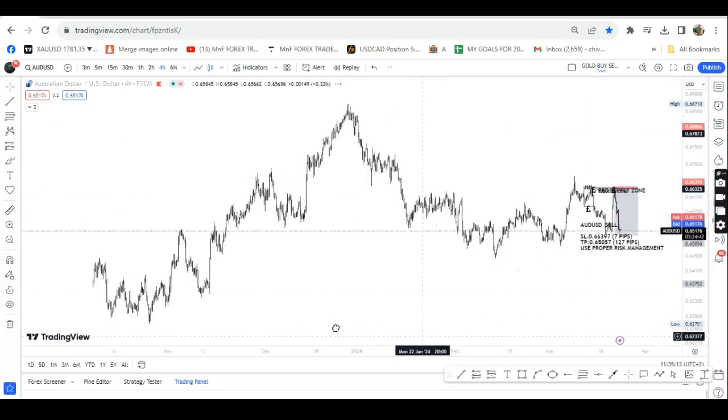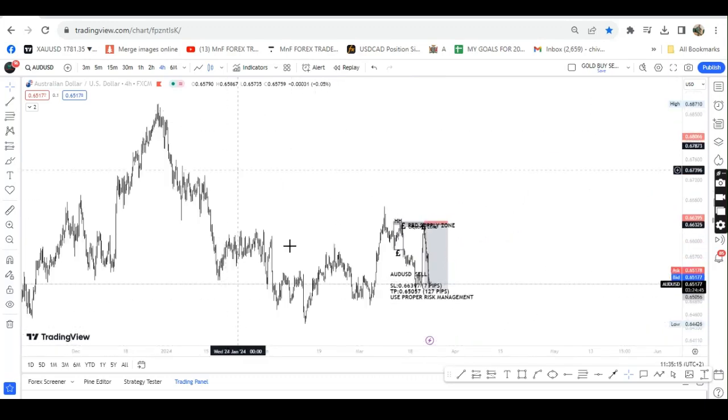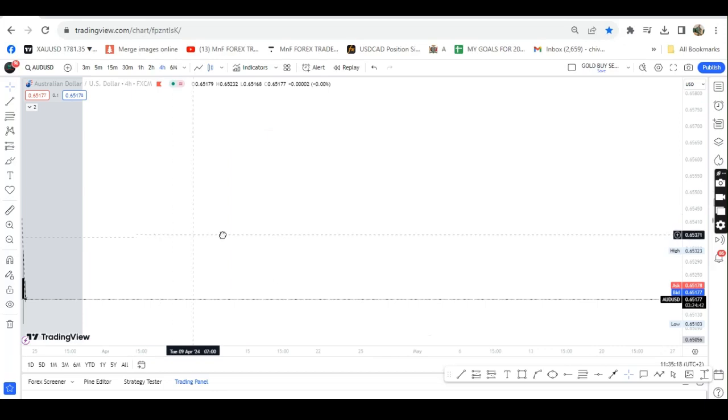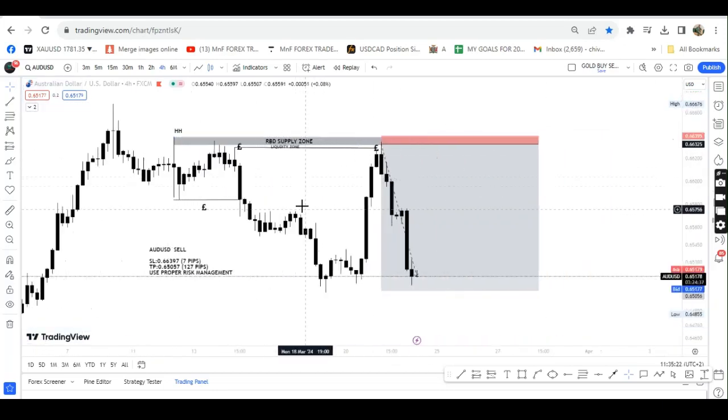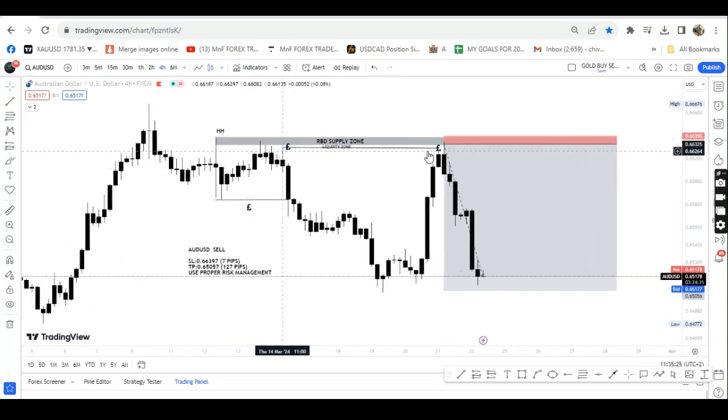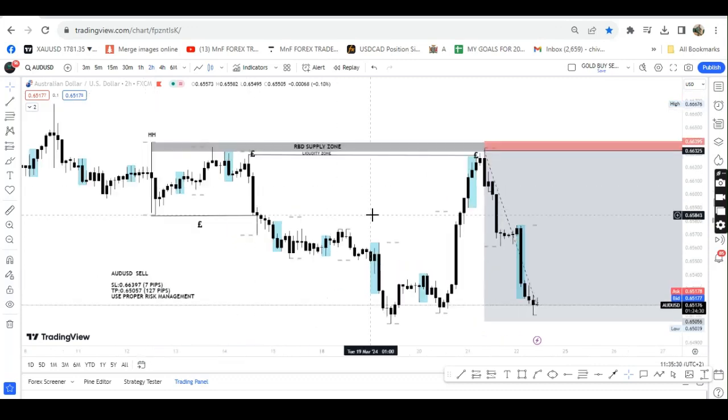You can see that the market was pushing to the downside, okay, right here. So once you have that figured out, you go to the lower time frame and find the order block at the rally base drop supply zone. And then also right here, you can see that the market left us equal highs. And once you have those equal highs, what do you do? You wait for it to be taken out.